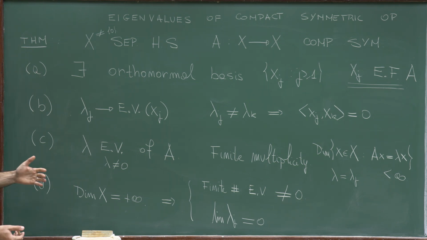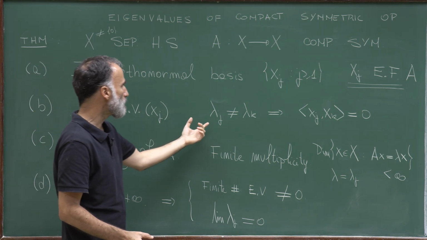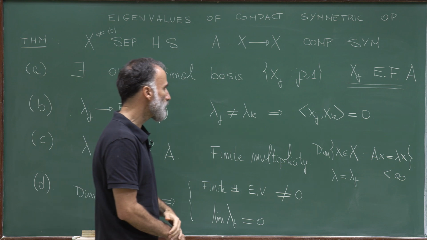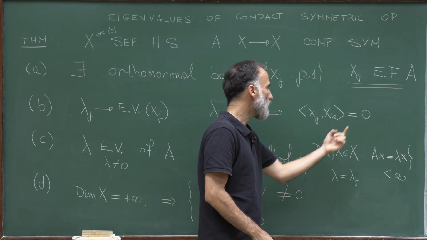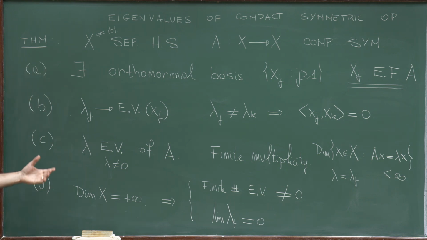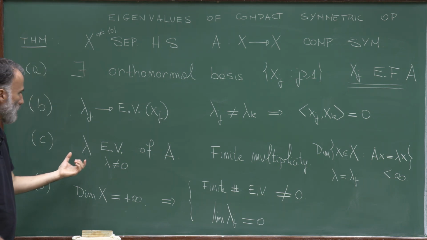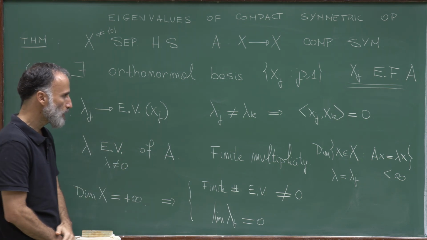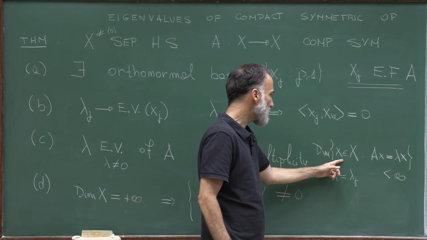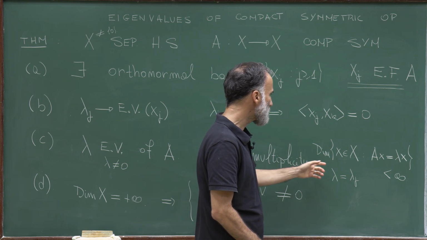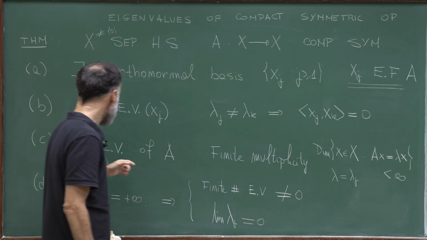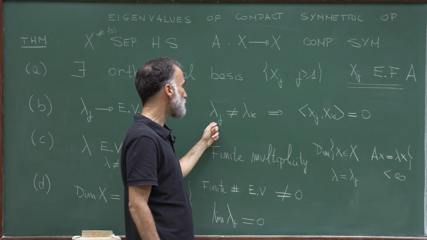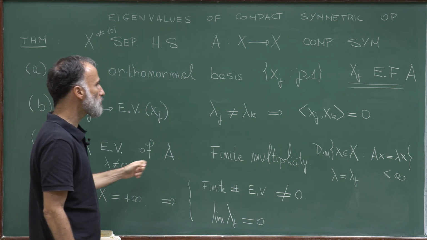Then, something we already proved: if you take two different eigenvalues, lambda j and lambda k, of the operator A, then the associated eigenfunctions are orthogonal. Then a third statement is that if you consider any eigenvalue of our operator A which is different from 0, then it has finite multiplicity, which means that the dimension of this space is finite, and also that lambda is equal to one of these lambda j's. So to each eigenfunction you have an associated eigenvalue. So all the eigenvalues are one of these ones.